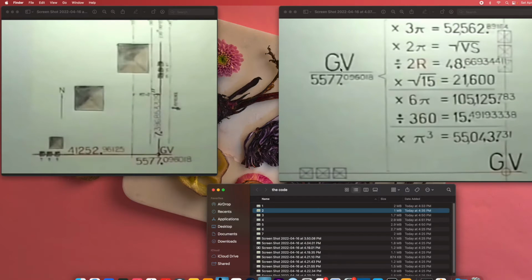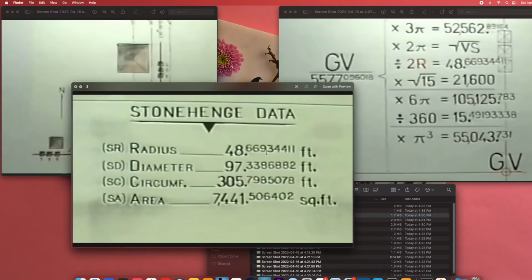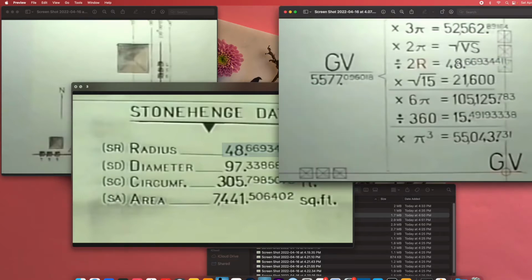And then divide the grid vector of this point by 2 radian, 2r. And the radian is, once again, 360 divided by double pi, which is about 57.295. Okay? And then you happen to get the radius of Stonehenge, 48,669.3441. Same thing. Crazy, huh?